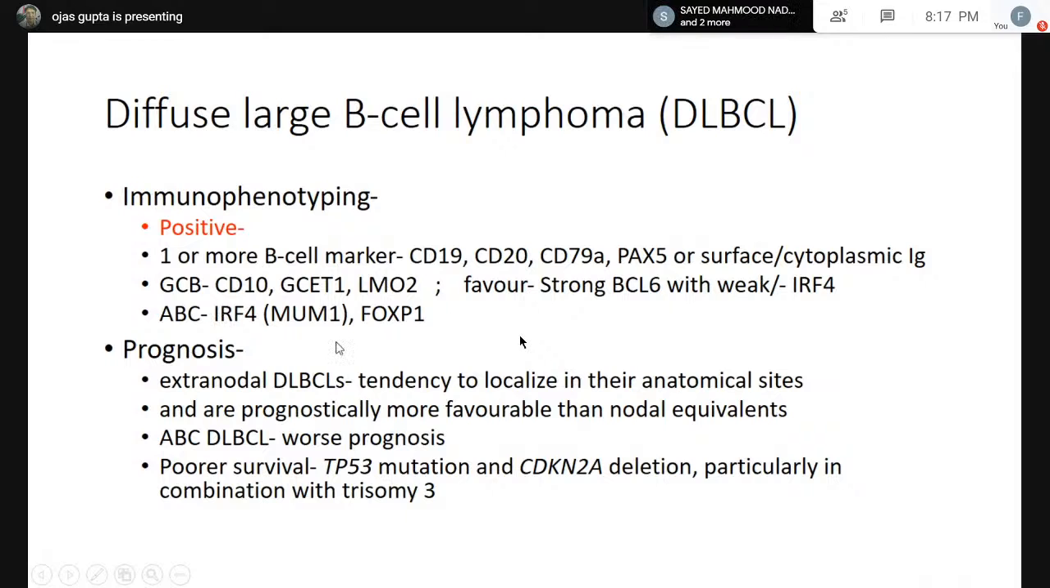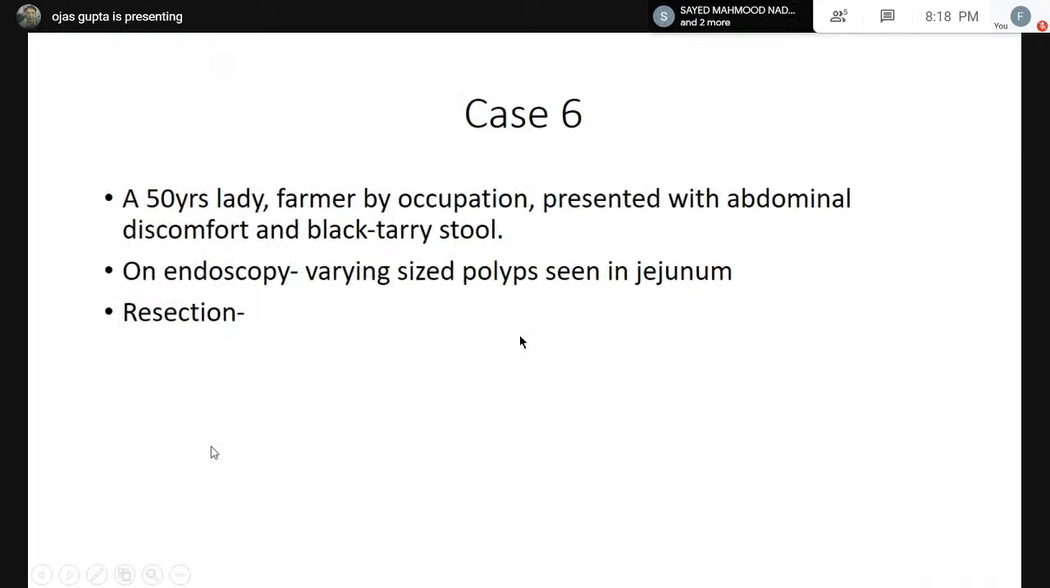Now coming to the prognosis. Extranodal DLBCL have a tendency to localize in their anatomical sites, so they are prognostically more favorable than the nodal equivalents. However, the ABC DLBCL have a worse prognosis, and the presence of TP53 and cyclin dependent kinase 2A deletion, particularly in combination with trisomy, has a poorer survival.